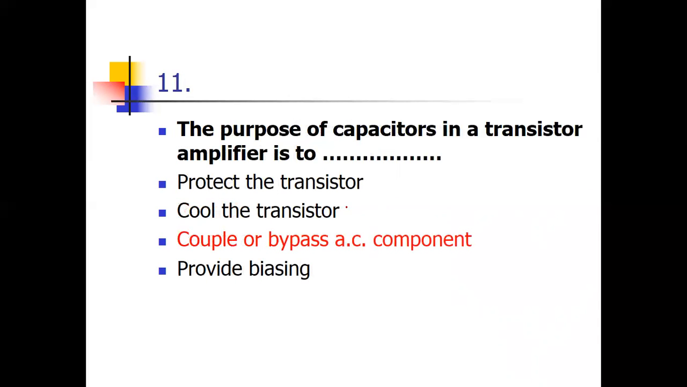Okay. The purpose of a capacitor in a transistor circuit, if it is a coupling capacitor, is to couple the signals, meaning to block the DC and pass the AC. Simple. Or we can say a bypass capacitor bypasses the AC component, meaning it passes the AC signal. So the purpose of any capacitor is to block DC and pass AC. Okay.